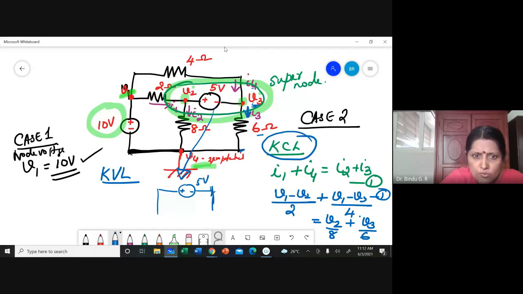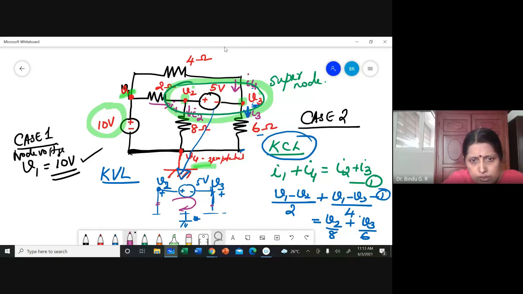Plus minus 5 volt. I have V1, sorry, V2, and I have V3 here, and this is a reference node. So this is plus, this is also plus, this is 0 or minus. I am taking an arbitrary direction like this. I'm going in the clockwise direction and applying KVL. I'm not thinking about the 8 ohm resistor or 6 ohm resistor. I'm just writing in terms of V2, so I don't require that 8 ohm. I just require the voltages only.